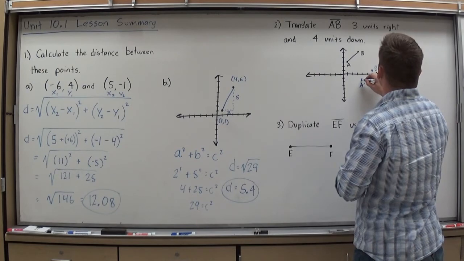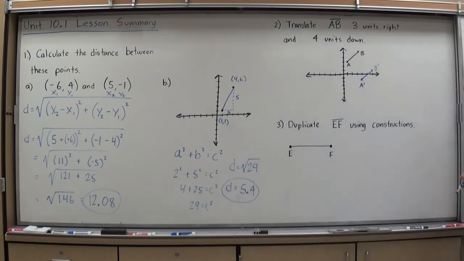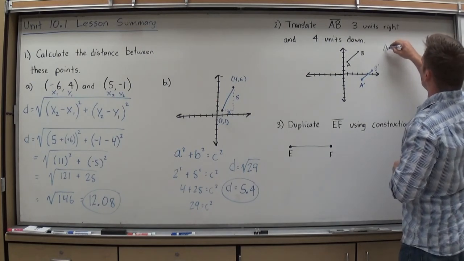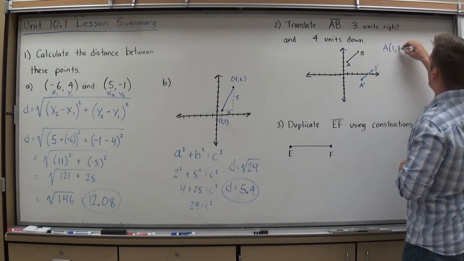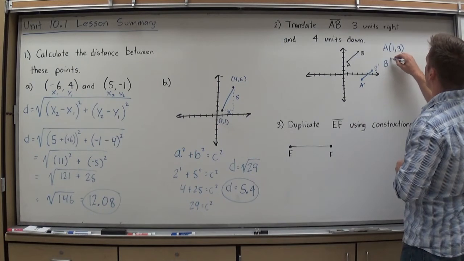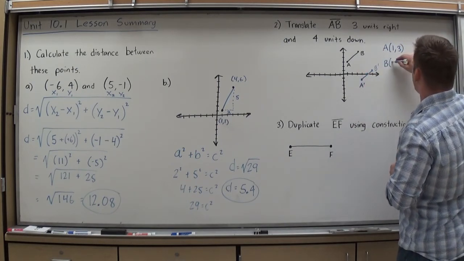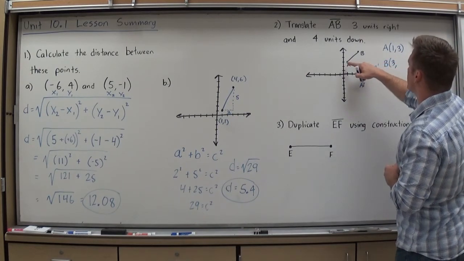And now I can just connect those, and I've translated the image. Let me show you what that does to the coordinates. So the coordinates of A were originally 1, 3. The coordinates of B were originally 2, 3. Let's say 3, 5.